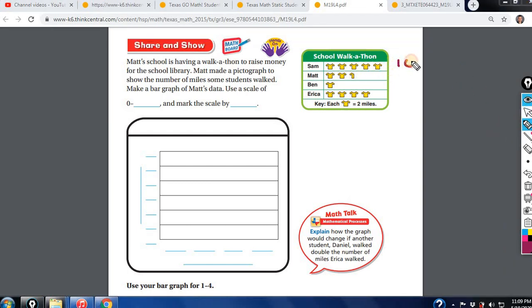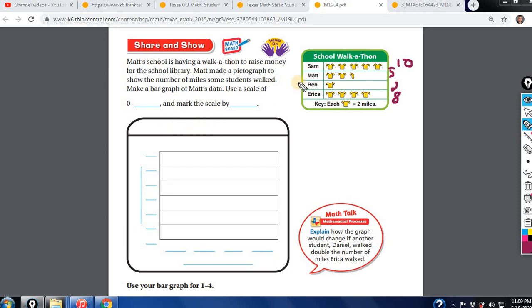And what is our lowest? It'd be Ben, 2. This is 2, 4, this is 5, remember, because it's half. It's 2, 4, 6, 8 for Erica. Okay, so now we have our data, and the most important thing is to get this number set up here.